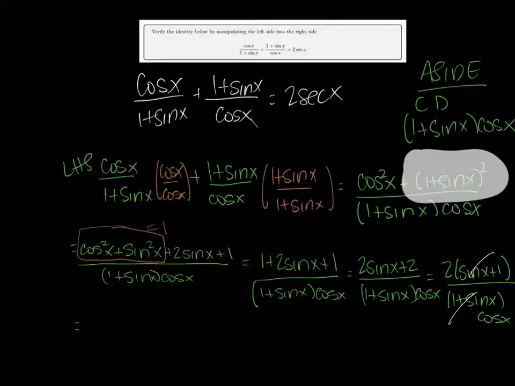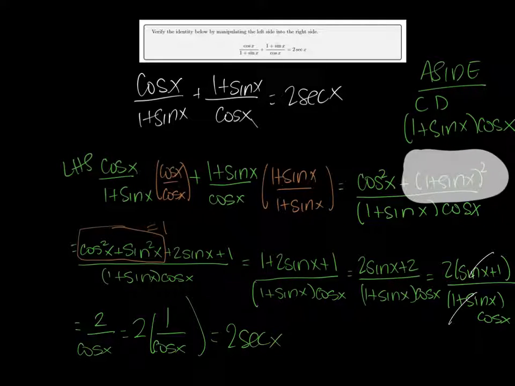We are left with 2 divided by cosine x, which is the same as 2 times 1 over cosine x, which is 2 times secant x, which is what we're looking for, the right-hand side. So we have now verified this identity, and again, it's knowing how to do the algebraic operations and being able to use those proper identities in there when you need to, knowing how to convert things. Let's look at another one.